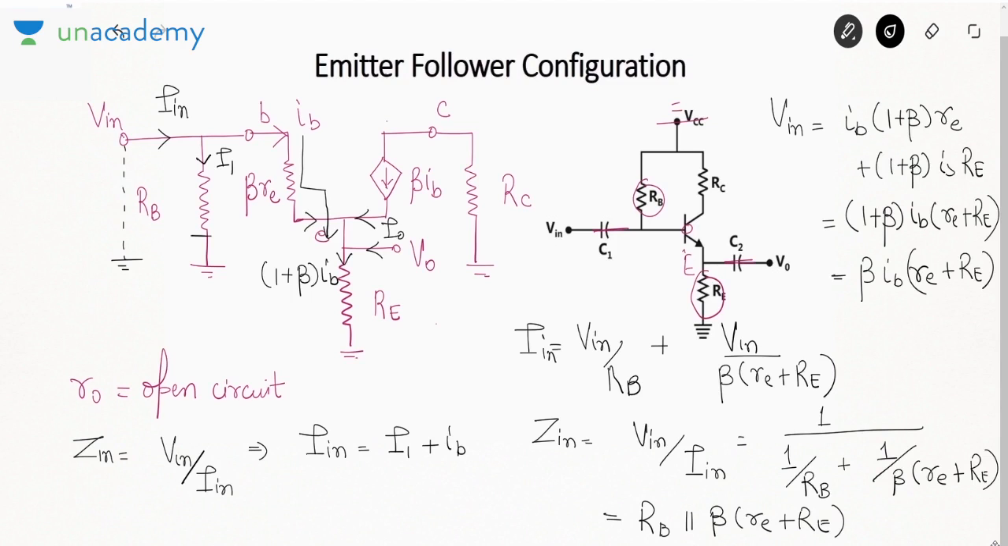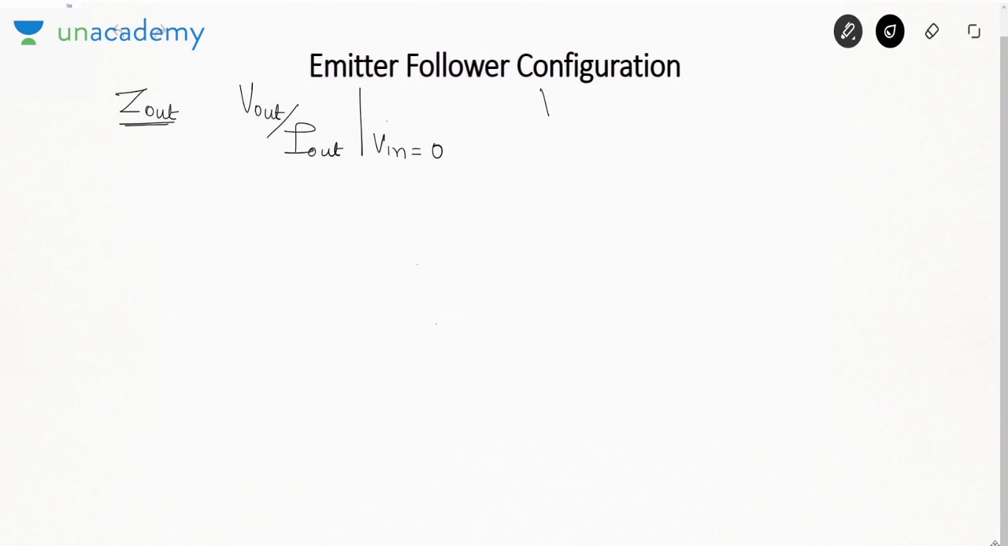Now, one thing: this current will not be simply (1 plus beta) IB, it will be (1 plus beta) IB plus I0. So, in this circuit, what you can say is V0 is ((1 plus beta) IB plus I0) into RE. Now, we want V0 by I0, so I want to remove this IB.